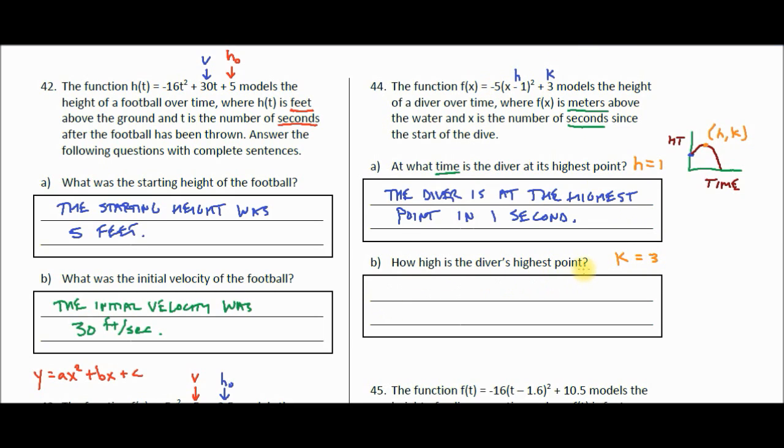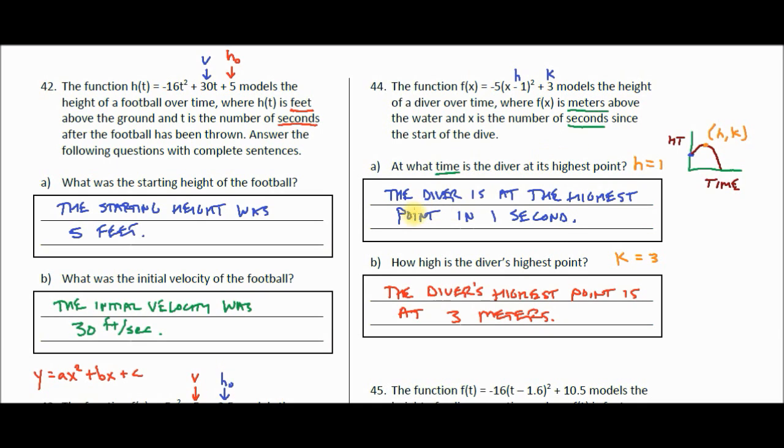How high is the diver's highest point? The diver's highest point is at 3, and we're looking at meters, I believe. Hang on, I'll write that: 3 meters. Yes, we are measuring height in meters.